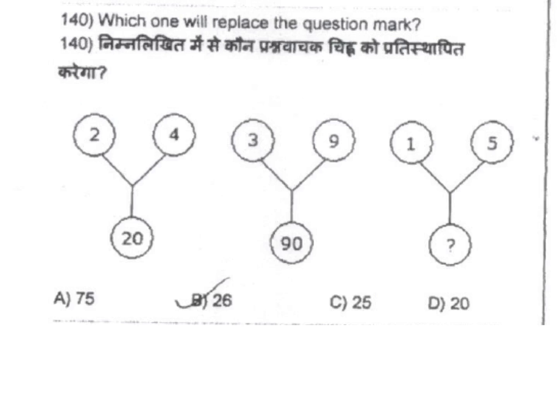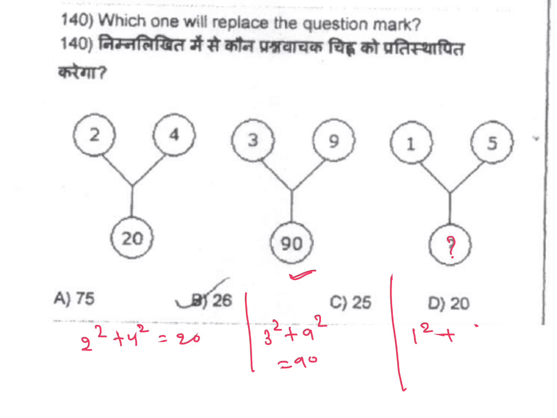Which one will replace the question mark? Here, first two figures we have to check. Then using the relations you have to answer for the third figure. So here 2 square plus 4 square is 20 in the first figure. In the second figure, 3 square plus 9 square is 90. Then for the third figure, 1 square plus 5 square, 25 plus 1, 26. B is the answer.